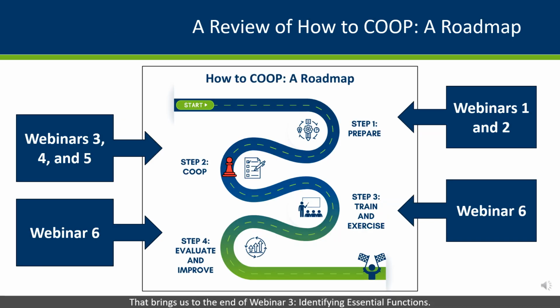That brings us to the end of webinar 3, identifying essential functions. In the next webinar, we will continue in step 2 to COOP and look at vital records, IT, human resources, and communications for our identified essential functions.